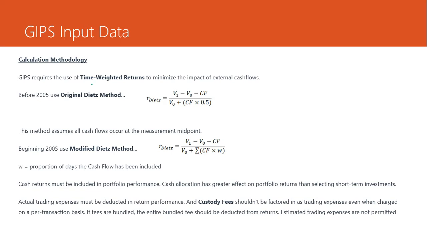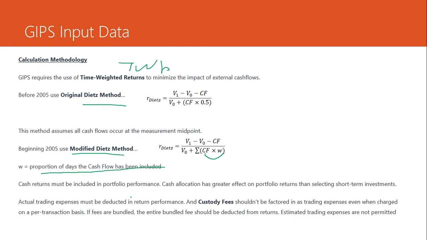In terms of input data calculation methodologies, TWRR is required. Beginning 2005, use the Dietz method, which is simply ending value minus starting value minus the cash flow received, which could be dividends, divided by the starting value plus cash flow into 0.5. Before 2005 it was the original Dietz method, and beginning 2005 it's the modified Dietz method. The only modification is the sum of cash flow into the weight, and W is the proportion of days the cash flow has been included.